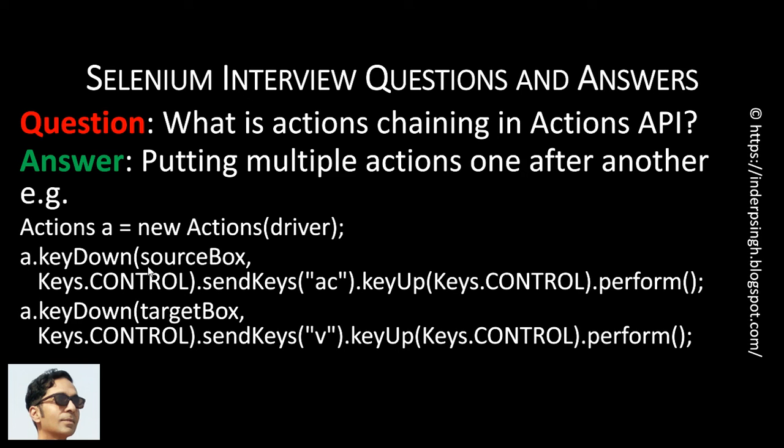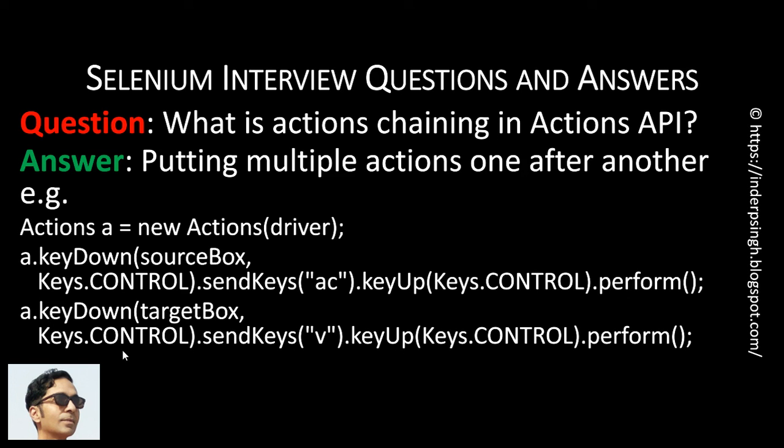a.keyDown(sourceBox, Keys.CONTROL). So with the Control key pressed, sendKeys A. So it is going to press Control A, then Control C, then keyUp. So the Control key is released, and after all these commands, .perform. So it is going to basically copy that text into the clipboard.